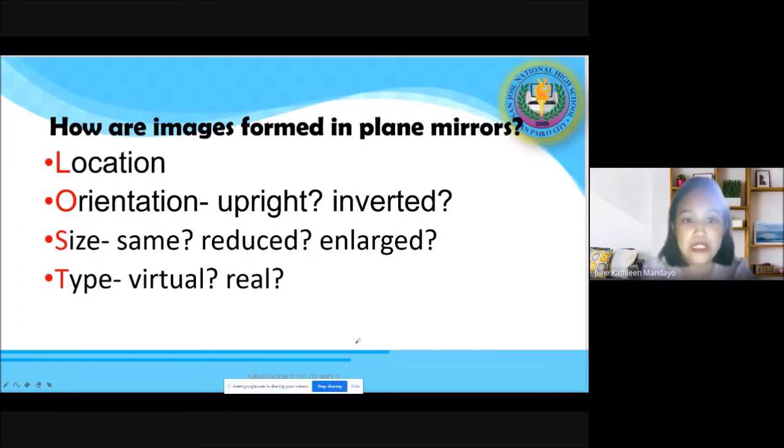We'd also like to describe the image's form by its orientation. So we would like to know, is the image form upright, nakatayo ba siya, or inverted, or nakatiwari? For the size, you can identify the image as compared to the object being the same, parehas lang ba sila ng size? Reduced ba si image, or is it smaller? Or is it enlarged or bigger?